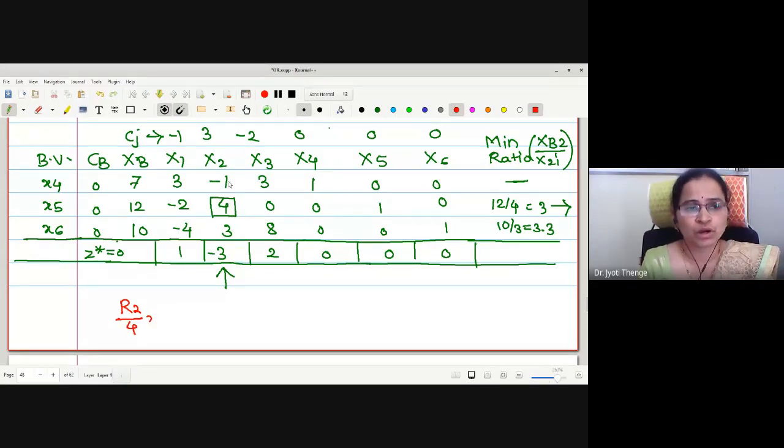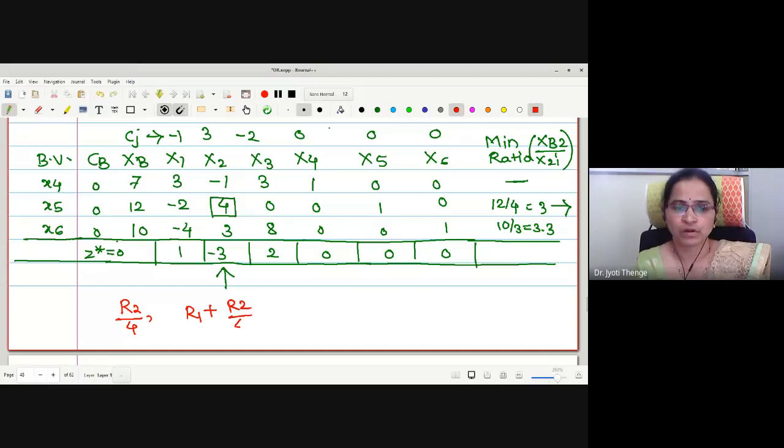Correct? Now to convert R1 and R3 into 0, you have to make use of R2. That is, to convert this minus 1 to 0, you cannot use this 3. You have to use only this R2, the row containing the pivot. Now, this is R1 plus R2 by 4. Next R3. This entry I have to convert to 1. Therefore, divide by 4, multiply by 3. If I divide by 4, it is 1. If I multiply by 3, it is 3. Then we'll take a subtraction.